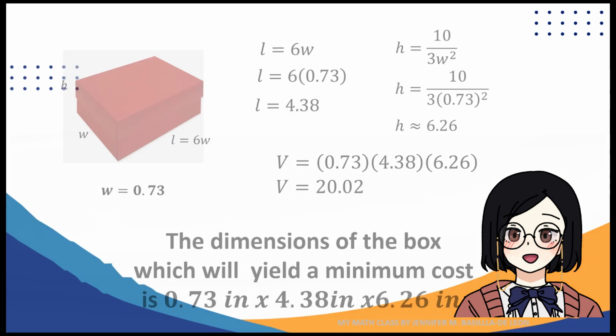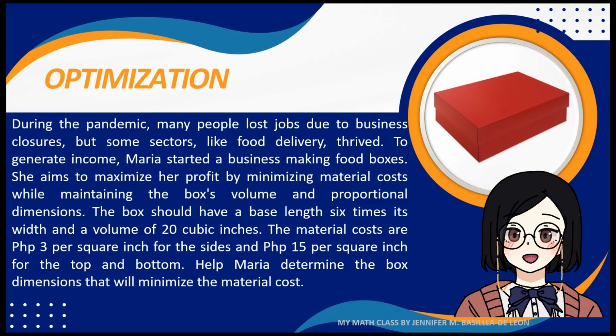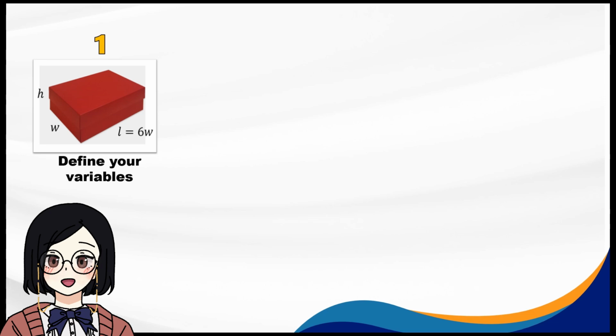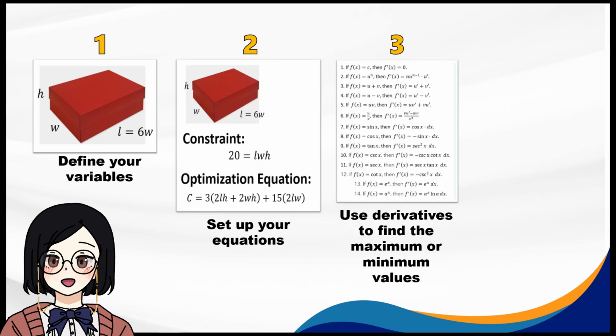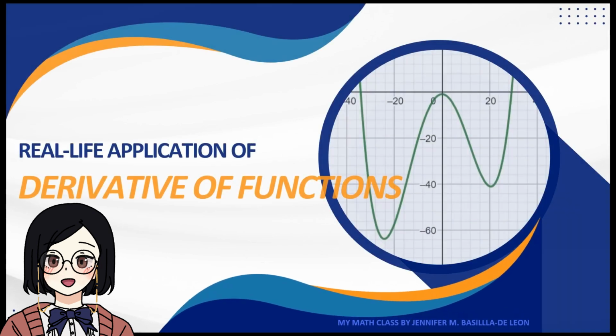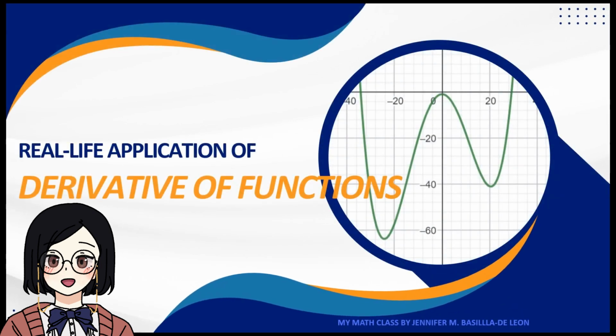In this lesson, we used calculus to solve a practical problem involving cost minimization. By defining variables, setting up equations, using derivatives, and testing critical points, we found the best box dimensions for Maria's food business.